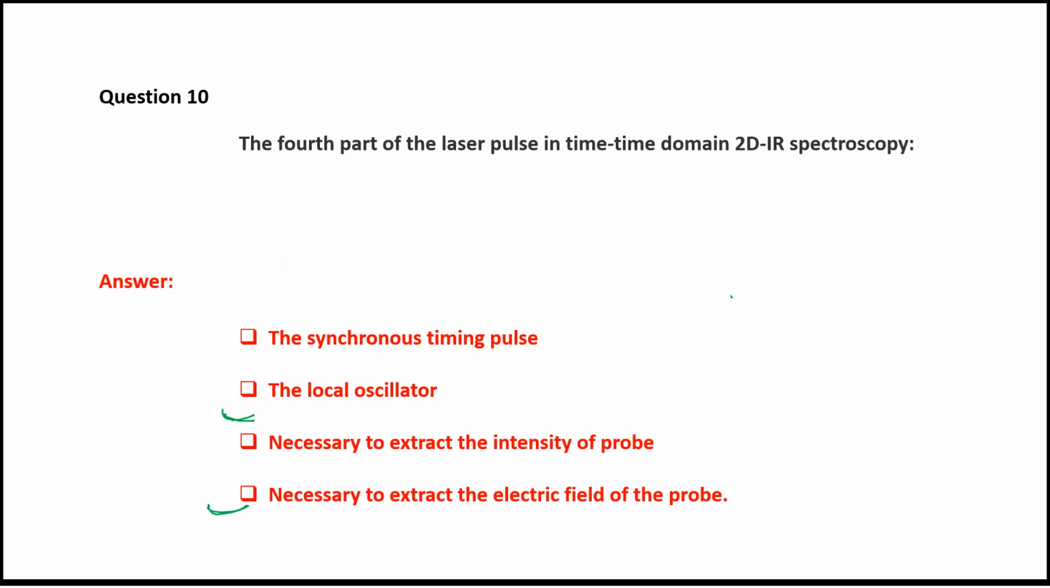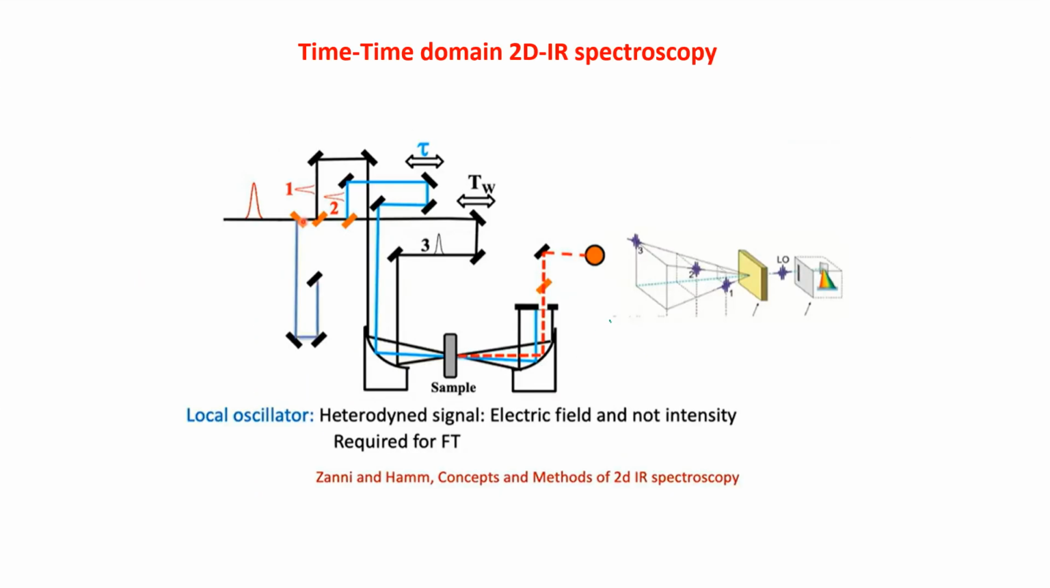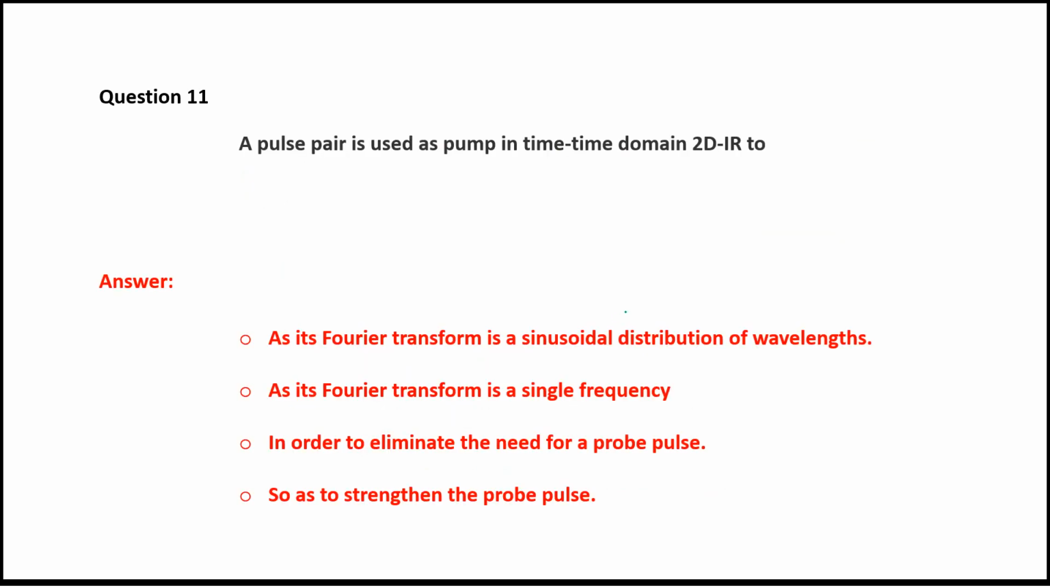the fourth part of the laser pulse in the time domain is the local oscillator, and it is necessary to extract the data of the probe. The third is time-dependent 2D IR spectroscopy.